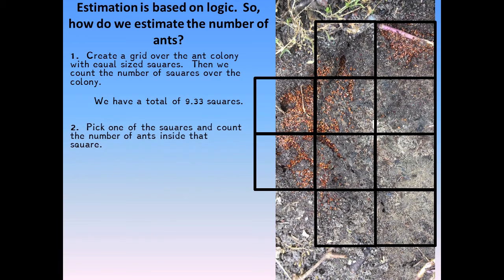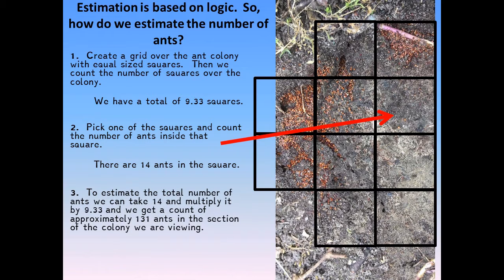Now, the next thing we would do is pick one of the squares and count the number of ants inside that square. We're going to use this square here. So we sit down and we count all the little ants that you can see here. Little bitty ants. Anyway, we count the ants and we come up with 14 ants in that square.